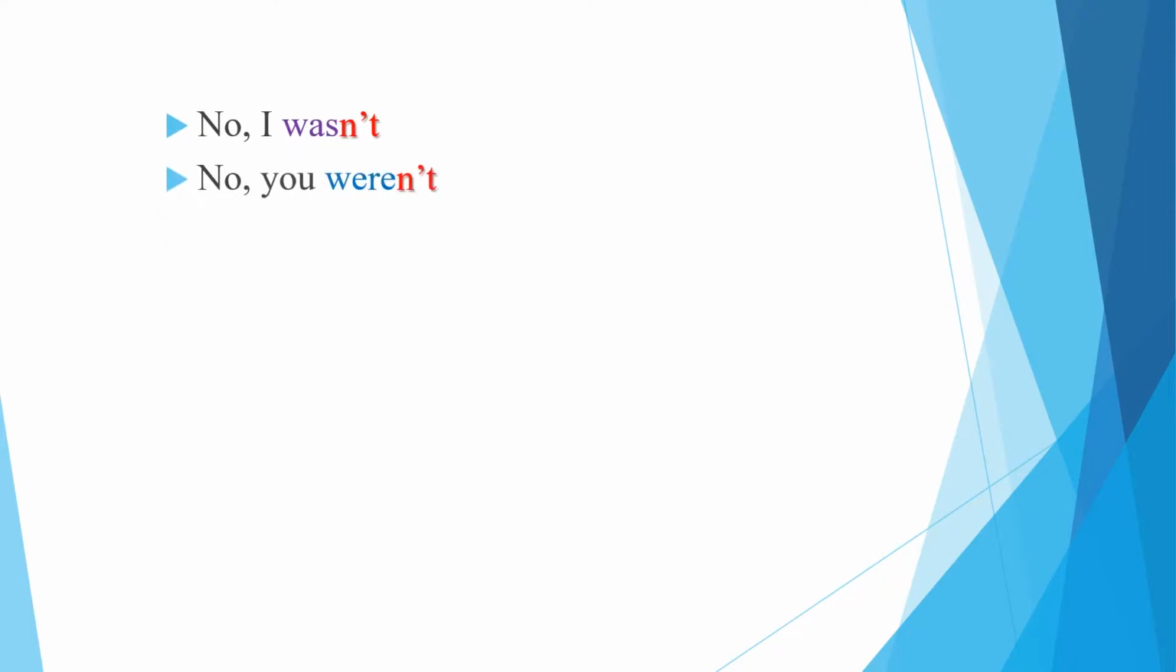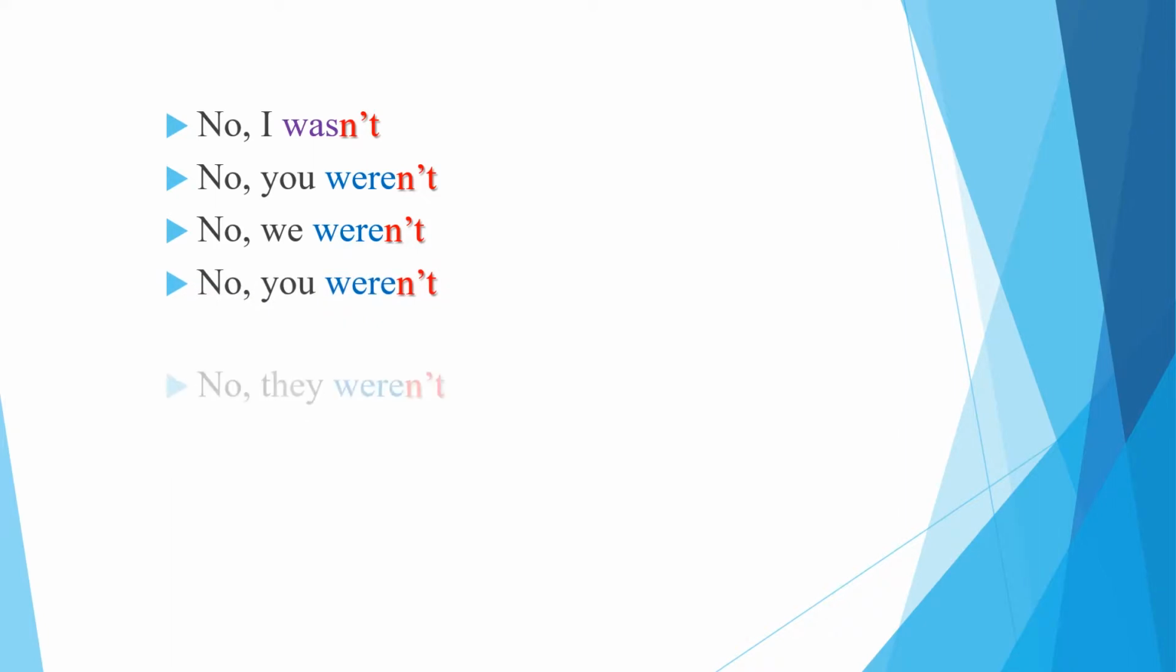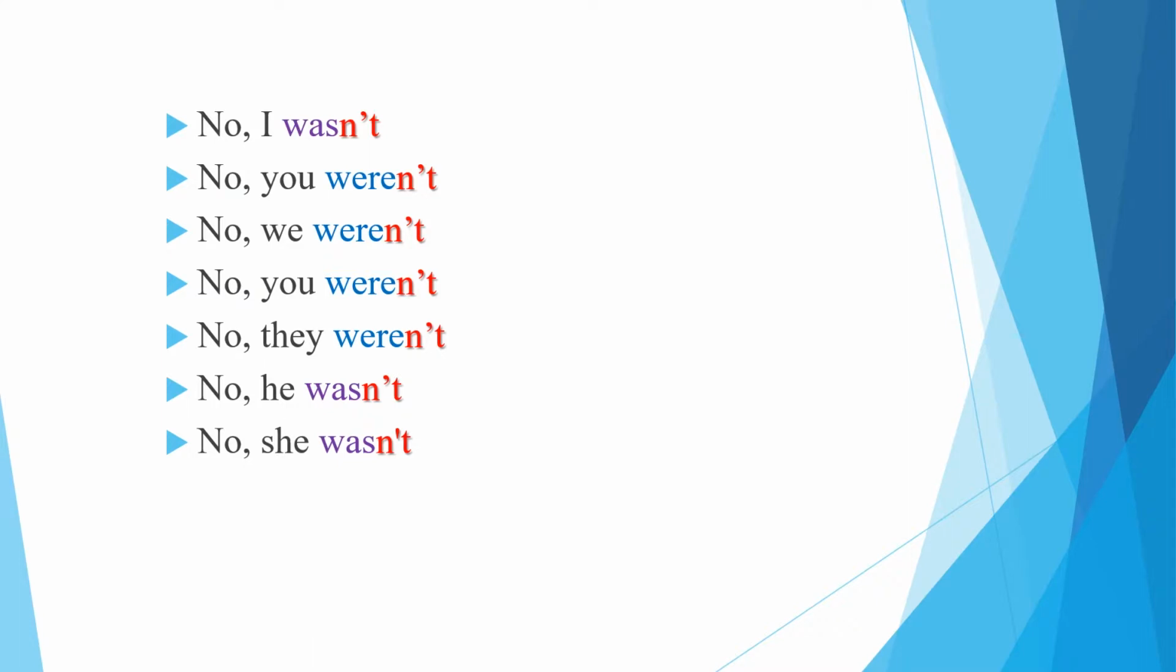When your answer is negative, you could say no, I wasn't. Or no, you weren't. Or you could say no, we weren't. Or we say no, you weren't. No, they weren't. When you have again he, she, or it, you say no, he, she, it wasn't.